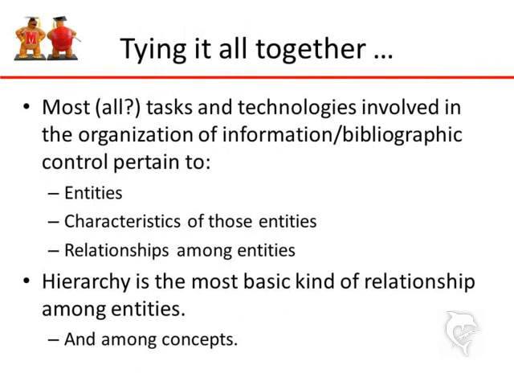Okay, and this brings us to the part where we're really tying together many or all of the concepts that we've been talking about for roughly the past 8 weeks or so. And what it all comes down to in our LBSC 670 perspective on the world is that most or all of the tasks and technologies involved in the organization of information, which is also bibliographic control, pertain to entities, characteristics of those entities, and relationships among entities.